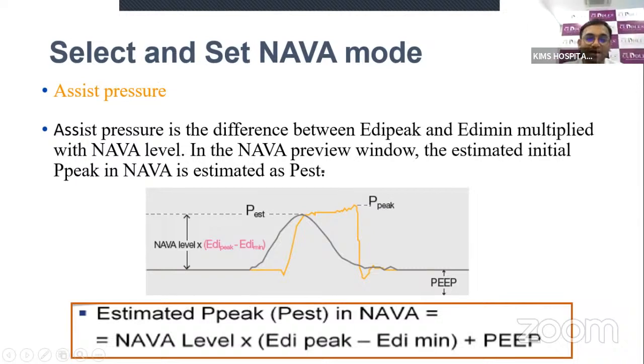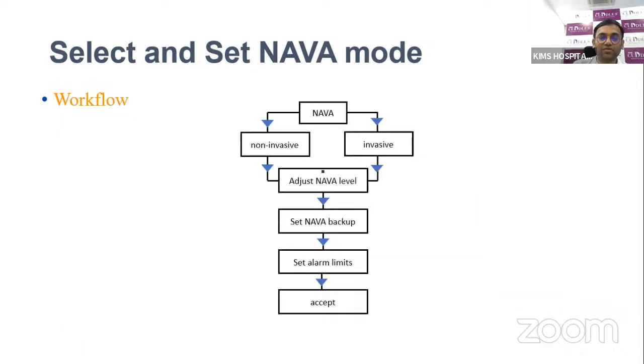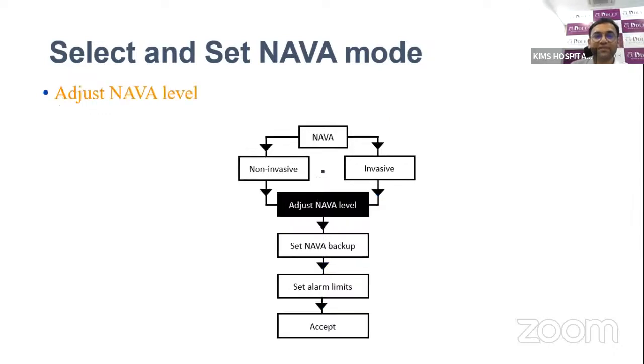It is the maximum pressure that NAVA can deliver, and it depends upon your NAVA level, the respiratory stimulus from the brain, and the PEEP that you have set. So once we have selected the mode and know this, we need to set the next most important thing, the NAVA level. So what is the NAVA level?